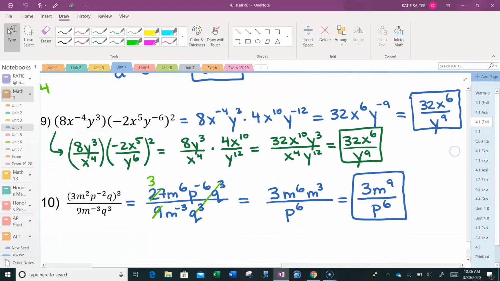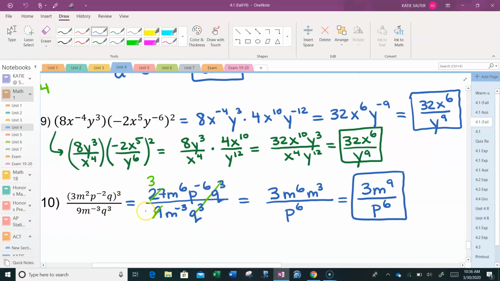All right, then the last problem, again, we've got to follow those order of operations. We have to make sure we cube this numerator before we move anything around. Don't even try to get rid of that negative exponent. It would just get really ugly. So go ahead and cube all of this. So 3 cubed is 27. And then we have m to the 6, p to the negative 6, q cubed.